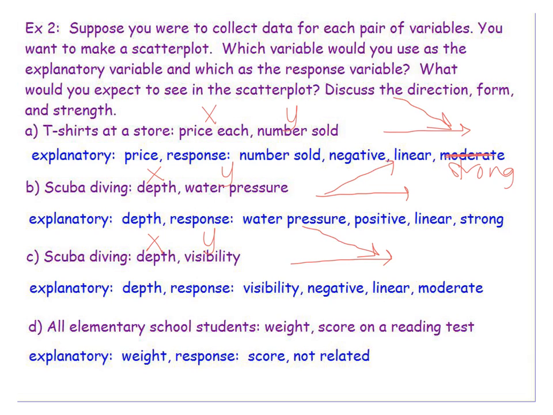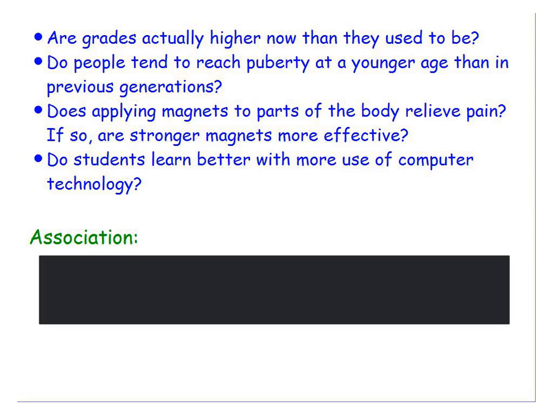So let's keep talking about this association stuff. Are grades that students earn higher now than they used to be? Do people tend to reach puberty at a younger age than in previous generations? Does applying magnets to parts of the body relieve pain? And if so, are stronger magnets more effective? Do students learn better with more use of computer technology? These are all questions that pose something called an association.